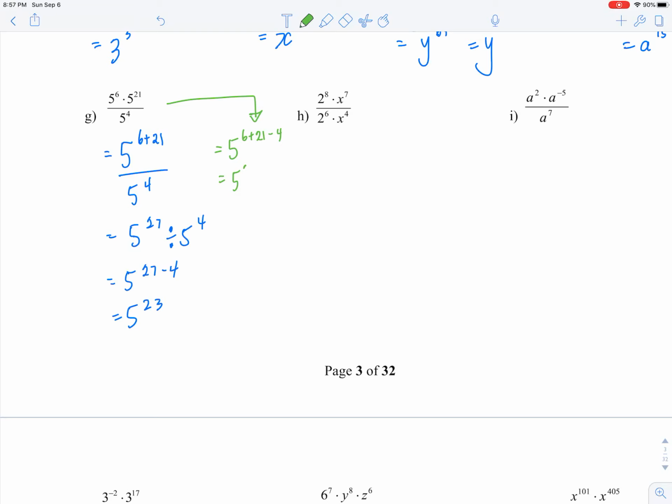Finishing this one, we're going to add the exponent. 6 and 21 is 27, minus 4 would give us 5 to the 23. So either way you do this problem, you're going to get the same answer.